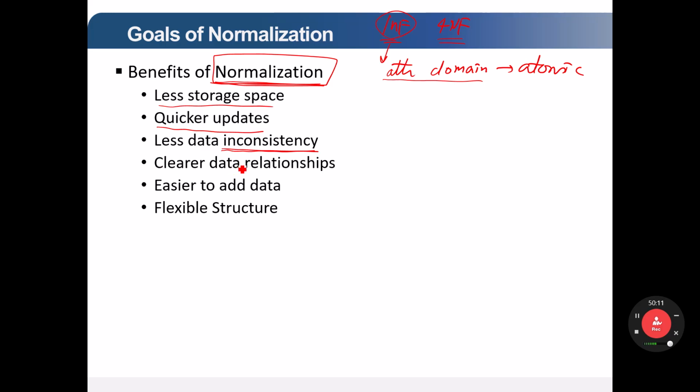And normalization requires us to decompose unnecessarily combined tables. So by decomposing those mixed tables into multiple tables, you will have a clear relationship between those tables.